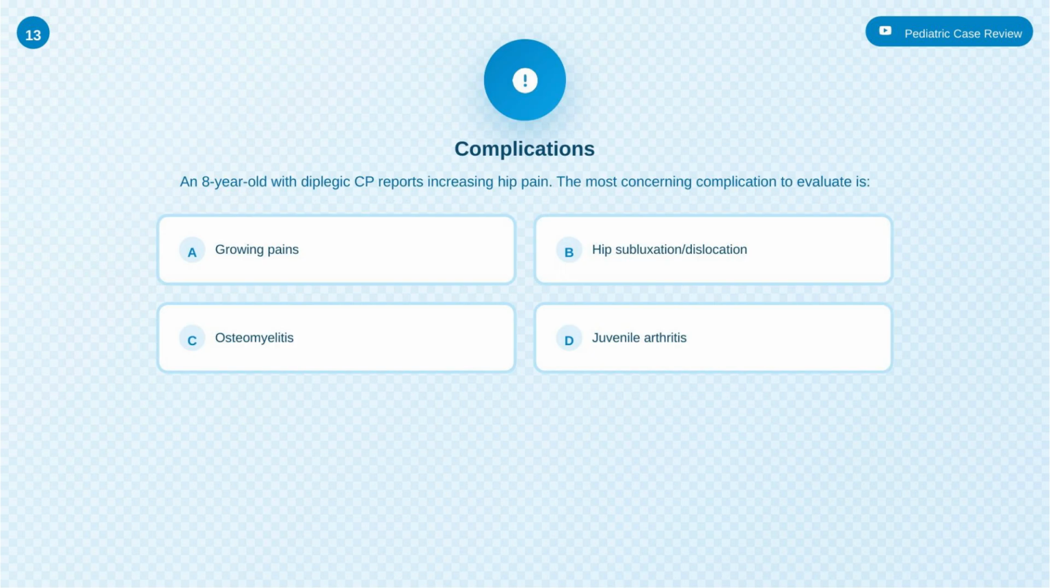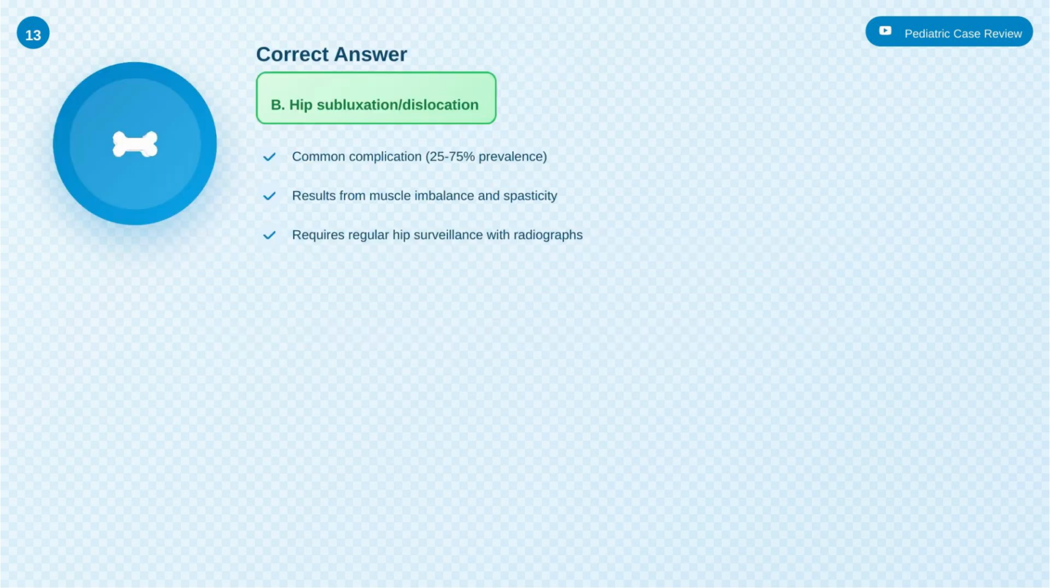An 8-year-old with diplegic cerebral palsy reports increasing hip pain. The most concerning complication to evaluate is A. Growing pains. B. Hip subluxation or dislocation. C. Osteomyelitis. D. Juvenile arthritis. The correct answer is B.